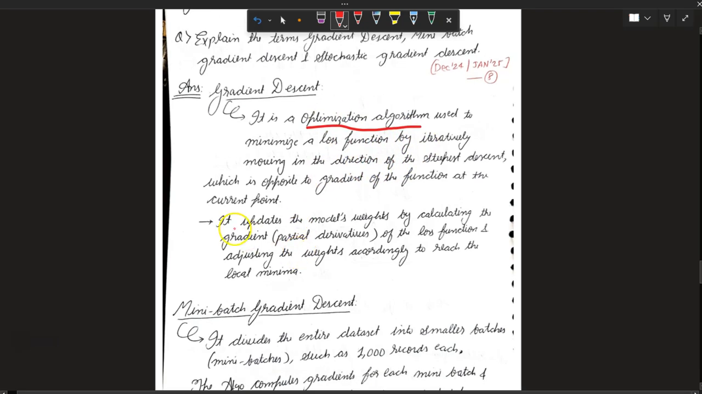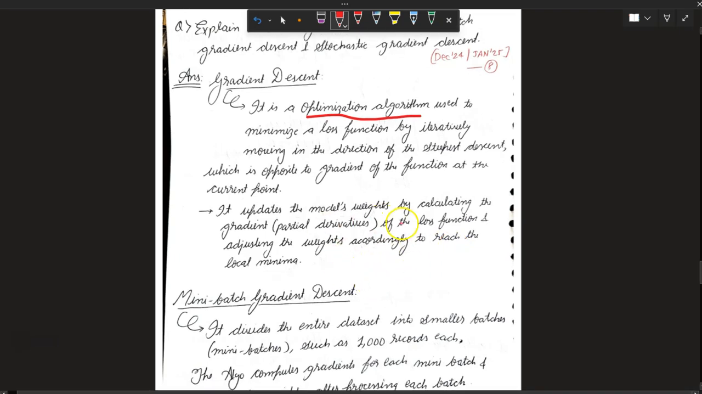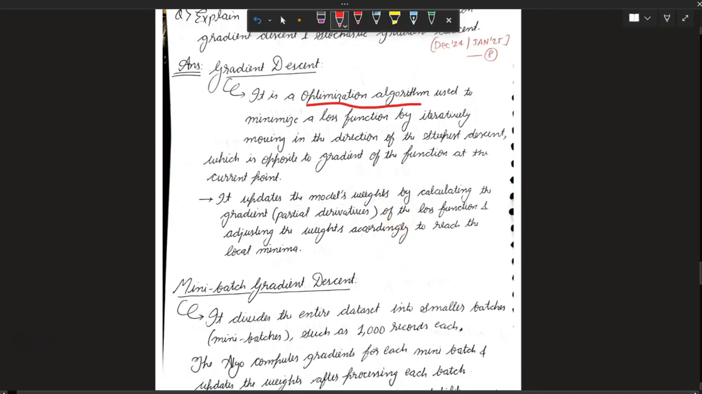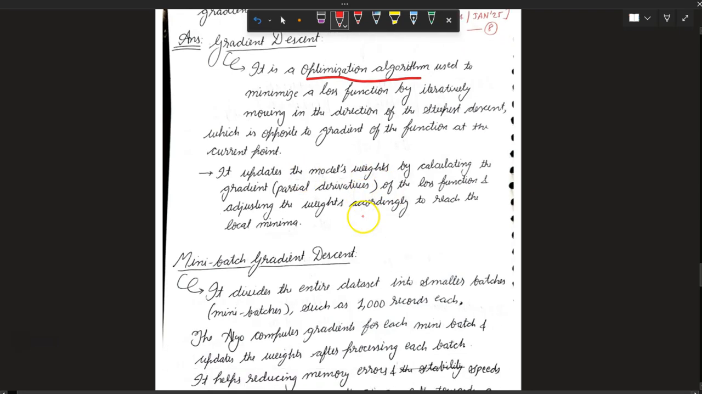You have to just read. It updates the model weights by calculating the gradient of the loss function and adjusting the weights to reach the local minima, like we are doing for the x values, x1, x2 we are finding. The same here.